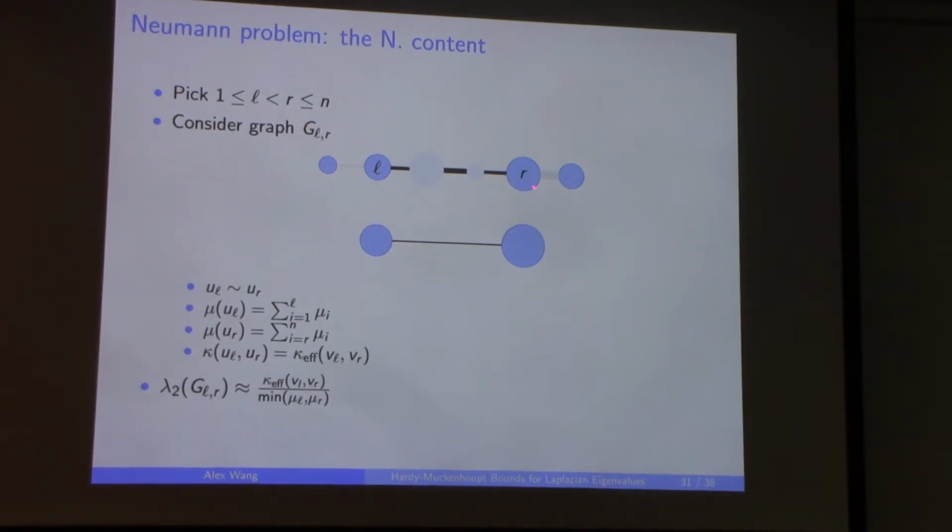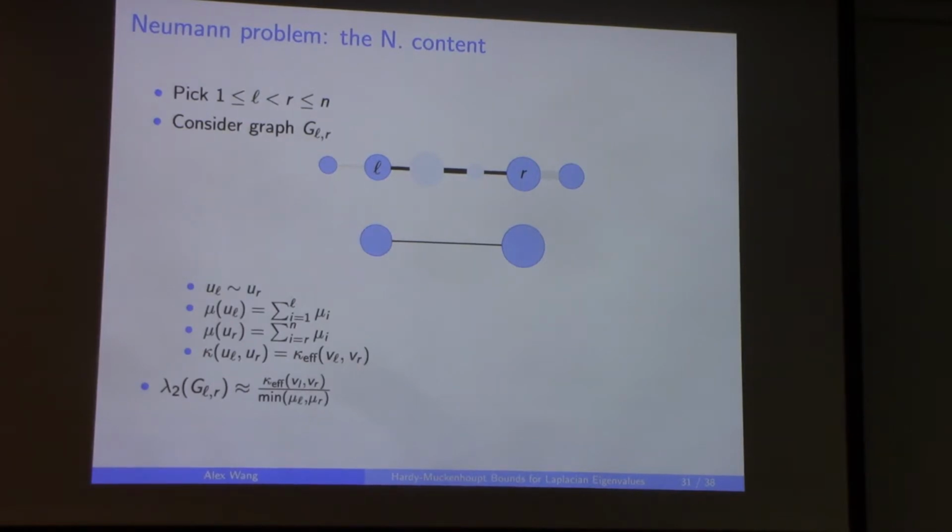Formally, pick L and R, and we're going to consider this new graph G_LR. I've defined the left vertex to have the mass of the set before L in the original graph, and the mass of the right vertex to be the mass of the vertices after R in the original graph. I'm going to connect them with a spring constant equal to the effective spring constant between L and R in the original graph. For this new graph, we know its exact lambda 2 value. It's approximately the effective spring constant between the Lth vertex and the Rth vertex, divided by the minimum mass on either side.